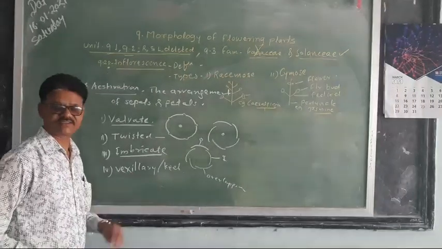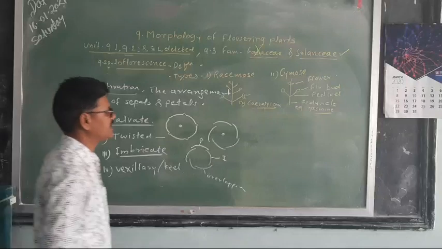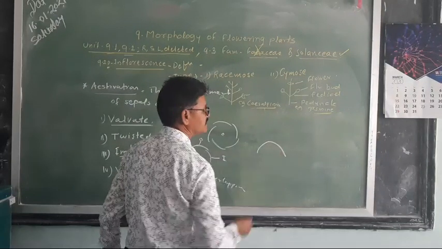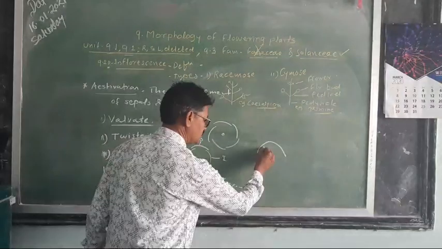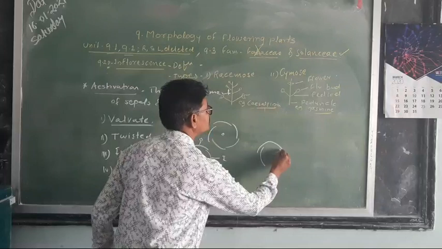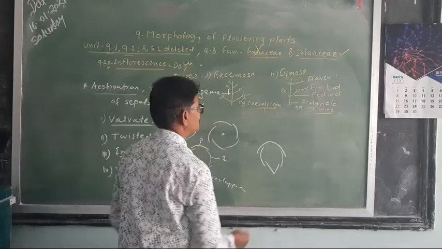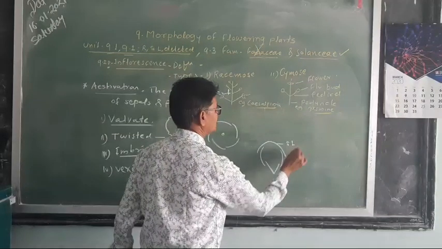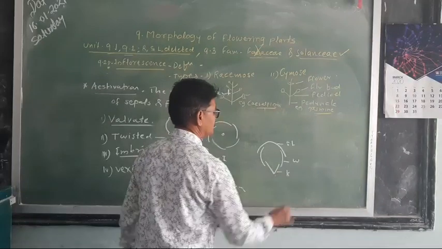And the fourth one is the vexillary or keel type of aestivation. In this, one of the petals, which is large, is called the standard. Then the remaining four are arranged in this fashion. The larger one is called standard. These are called wings, and these are called the keel.